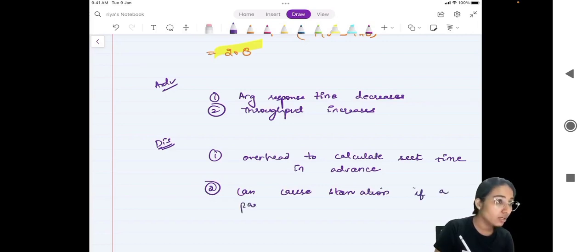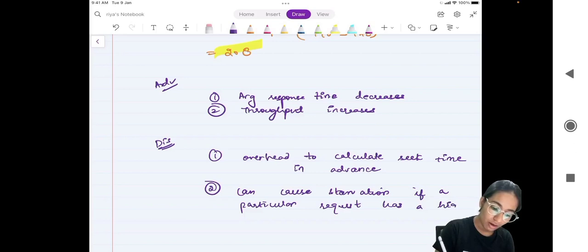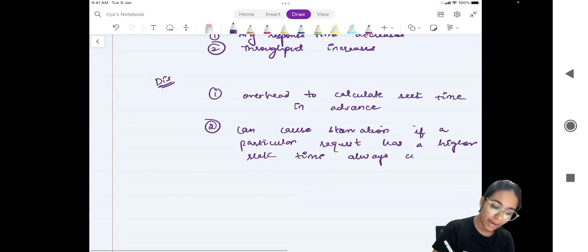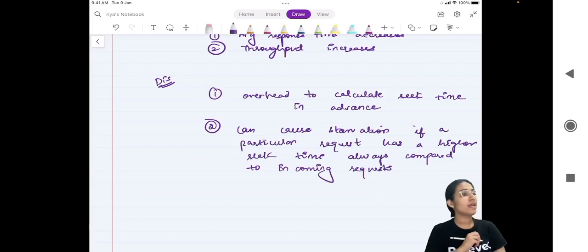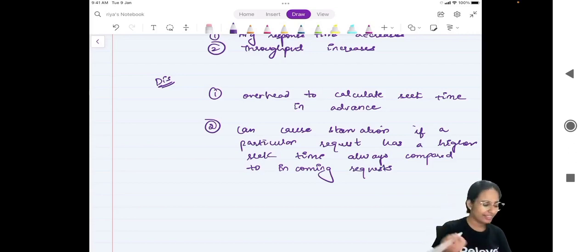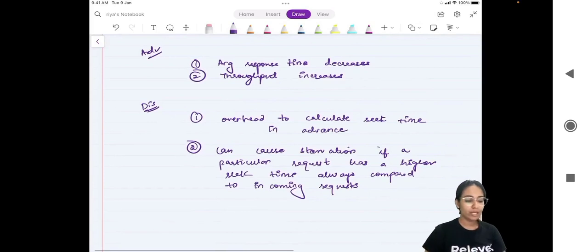If a particular request has a higher seek time always compared to incoming requests. And the third is that I think this much mostly would be the points related to the shortest seek time first algorithm.